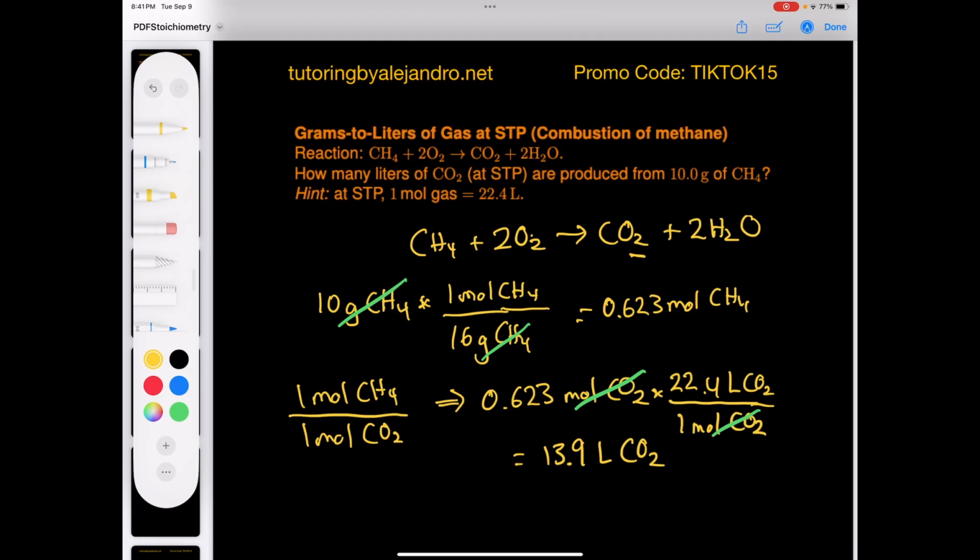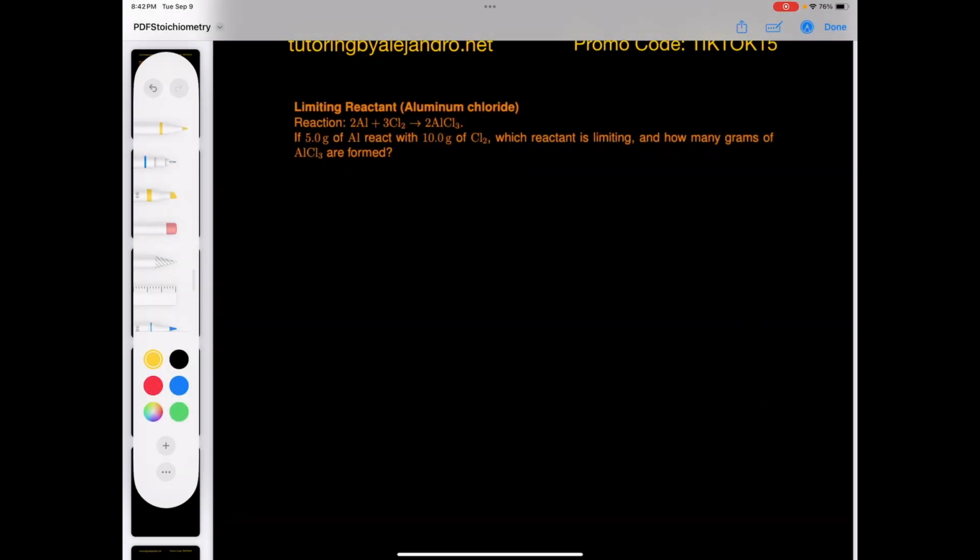Okay, let's move on to the next one. Okay, so now we have the reaction 2 aluminum, 2Al plus 3 chlorine, Cl2, produces 2 aluminum chloride, 2AlCl3. All right. If 5 grams of Al react with 10 grams of Cl2, which reactant is limiting, and how many grams of AlCl3 are formed?